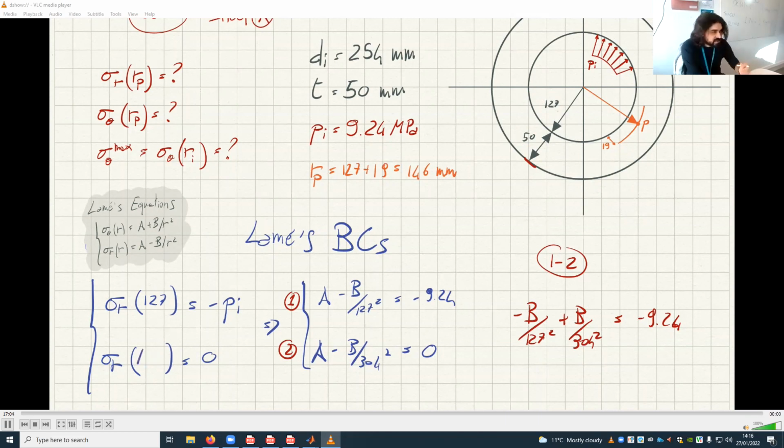This is 170. See, it's very easy to make mistakes with radii and diameters. So this radius here is 177. That means this is 177 and this is 177.